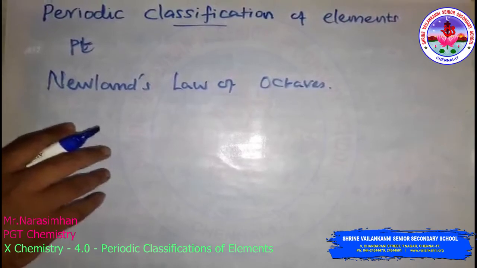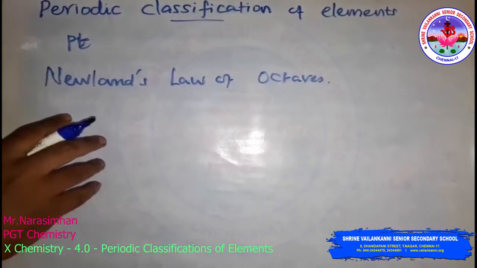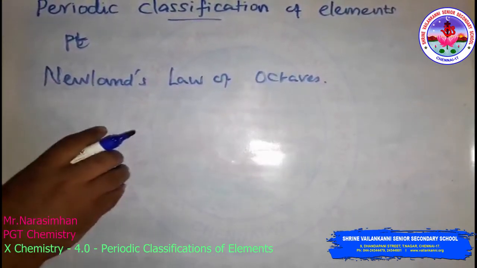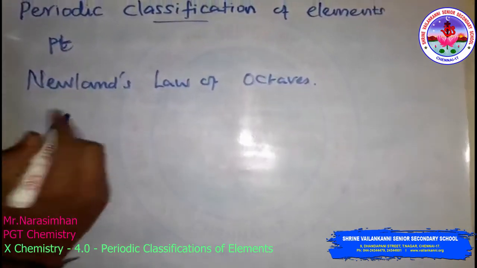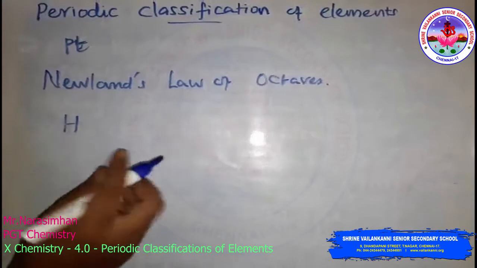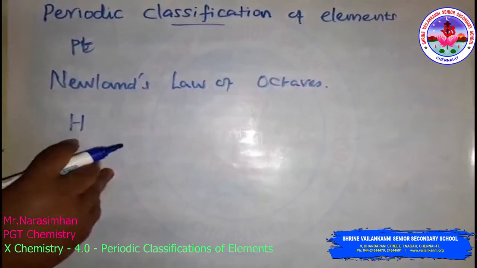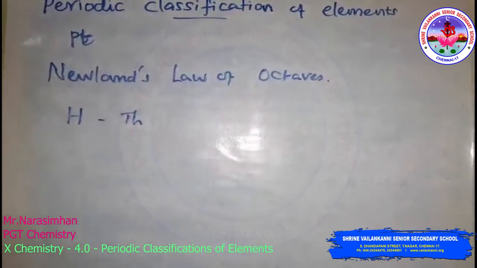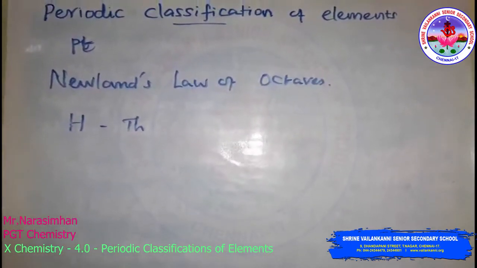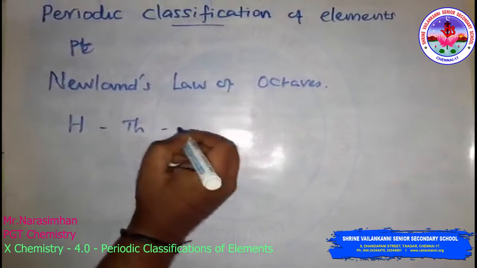He arranged the elements in the order of increasing atomic masses. So he started with the element having the lowest atomic mass, hydrogen, and ended at thorium, which was the 56th element.